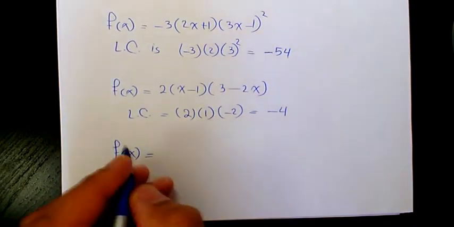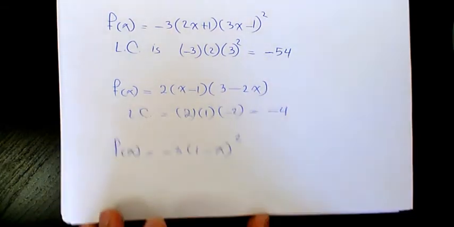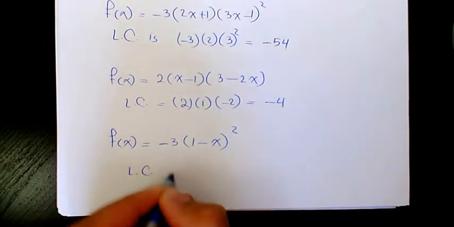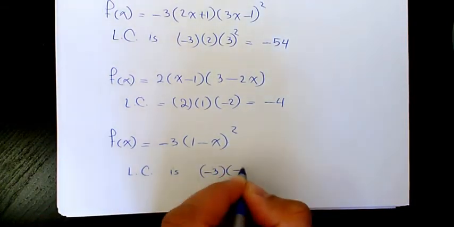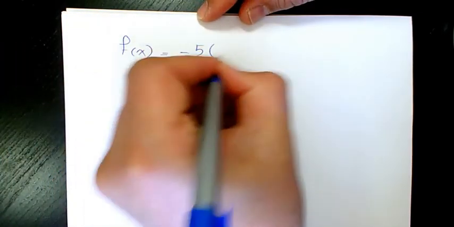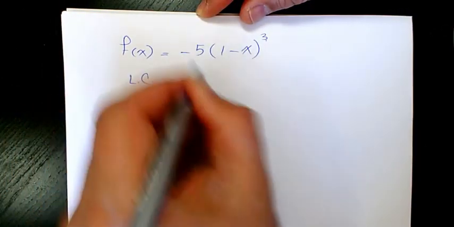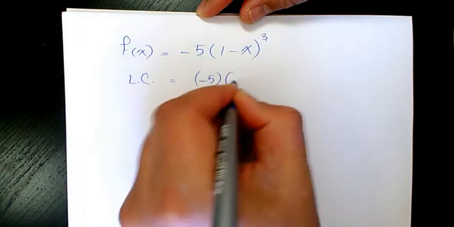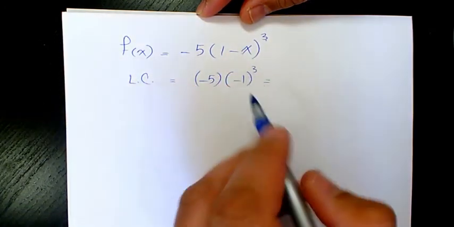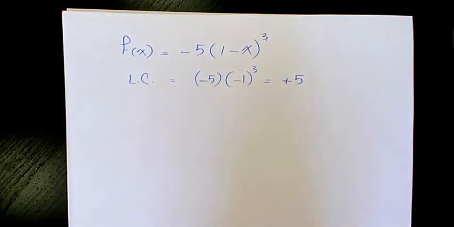Next one is -3(1 - x)^2. In this case, the leading coefficient is negative 3 times negative 1 to the power of 2, which is going to be negative 3. Next one, f(x) = -5(1 - x)^3. So the leading coefficient is negative 5 times negative 1 to the power of 3. Negative 1 to the power of 3 is going to be negative 1. Negative 1 times negative 5 is going to be positive 5.